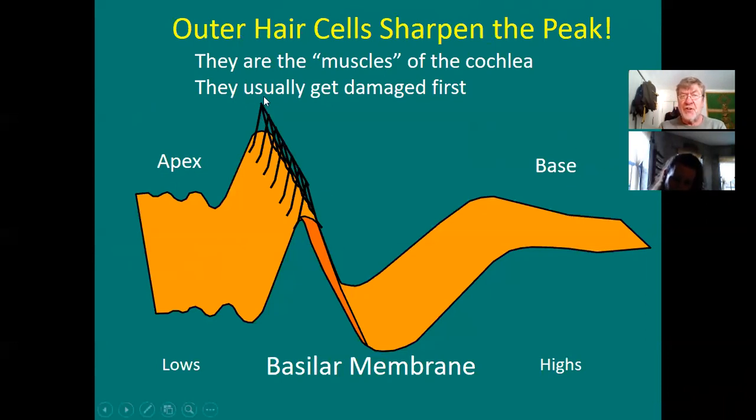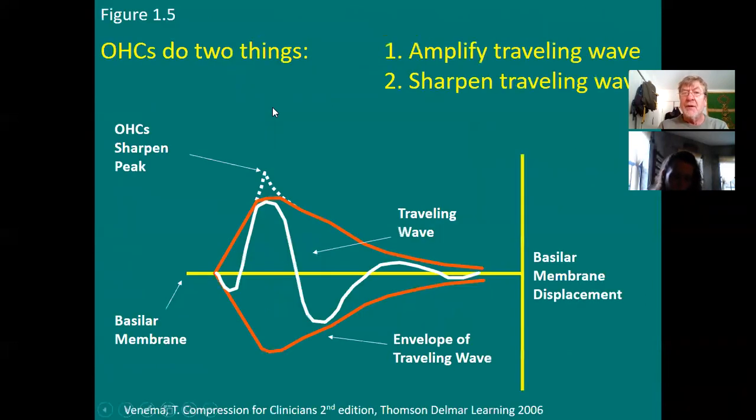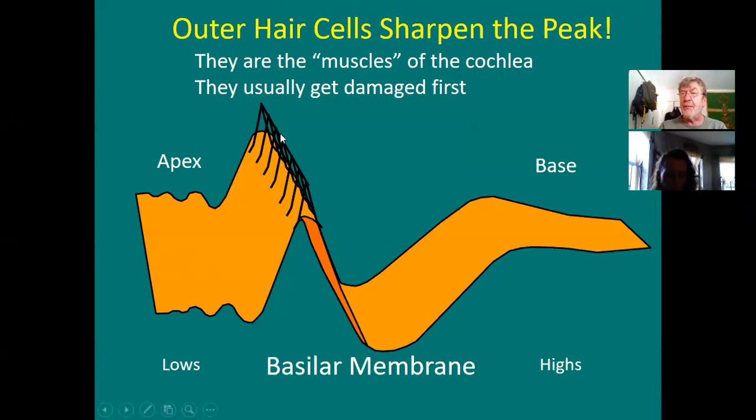So this person can distinguish between frequencies close together, whereas the person with damaged outer hair cells just has the orange wave, the dull, rounded wave. And that person can't separate frequencies close together. That person can't separate speech from background noise as well. That person needs a deliberately increased signal-to-noise ratio.